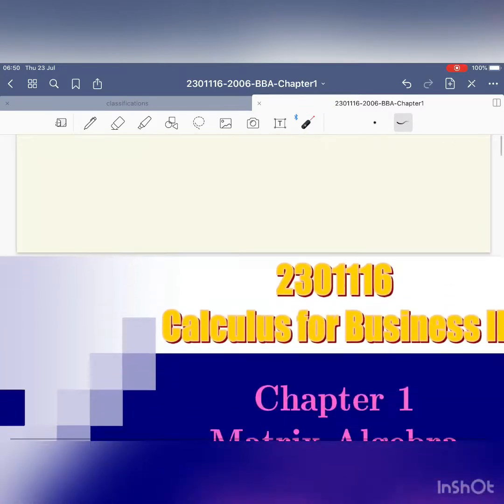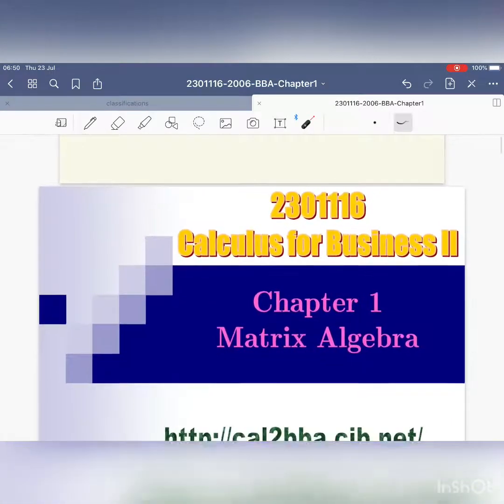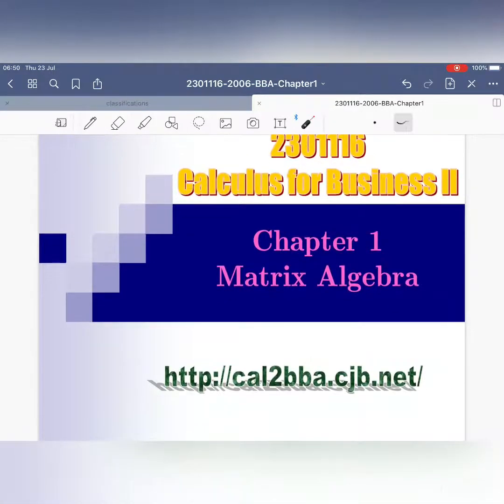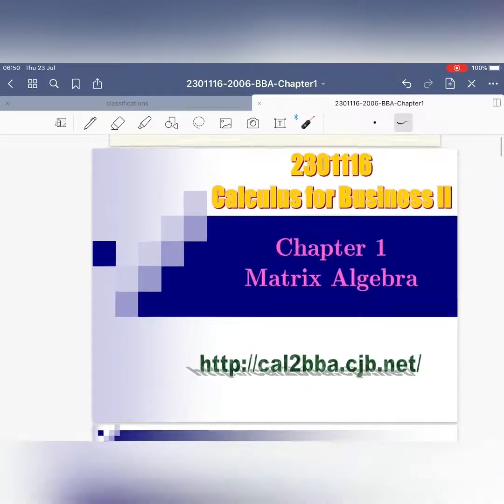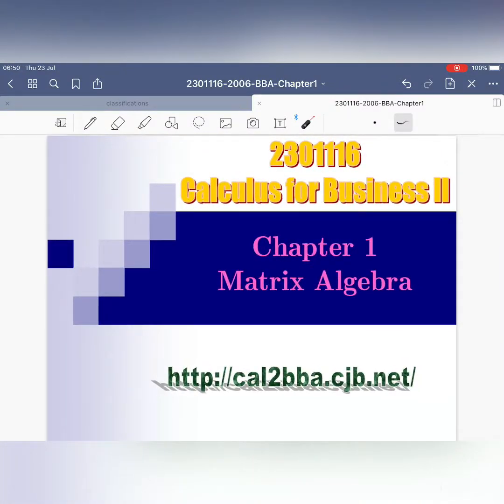For this chapter, we are going to talk about the so-called matrix, and we are going to learn how matrices operate. So this chapter is called matrix algebra, all right?